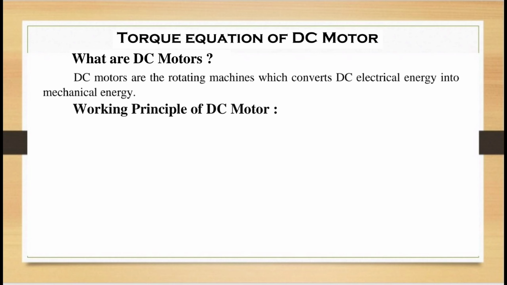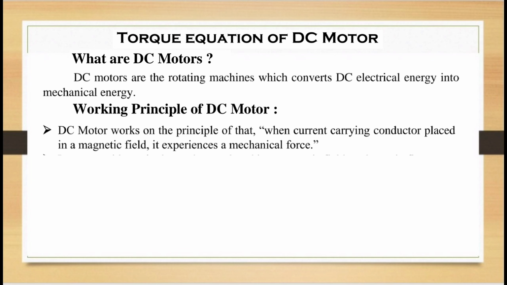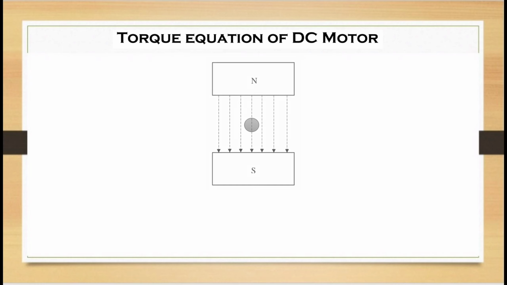Next is working principle of DC motor. DC motor works on the principle that when a current carrying conductor is placed in a magnetic field, it experiences a mechanical force. So to understand this principle, let us consider a single conductor placed in a magnetic field as shown in figure.